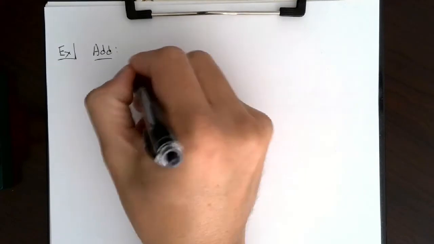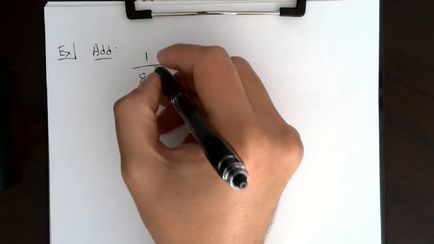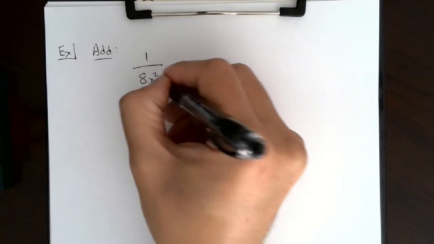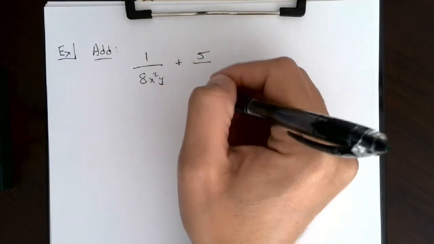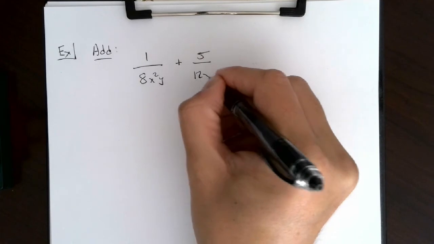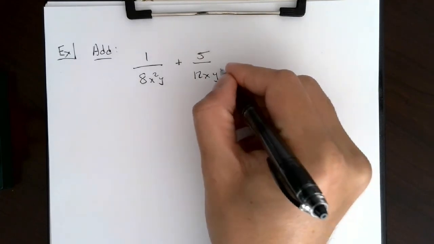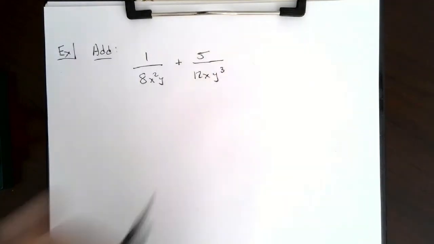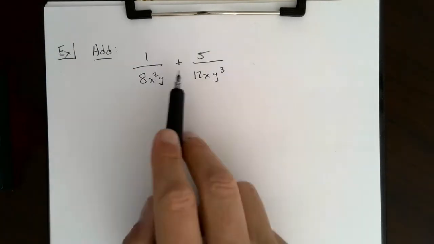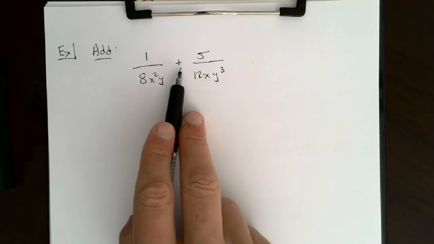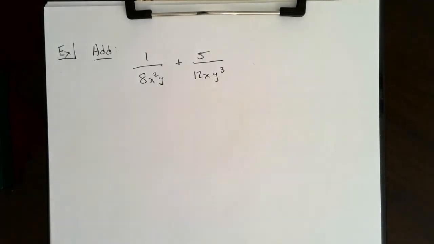If I said to add 1 over 8x squared y plus 5 over 12xy to the third. The first thing you should be thinking about here when you see this is that, first off, the operation's addition. So if I wrote perform the indicated operation, that's how you know you're adding, because of the plus sign. And then to add two fractions, you need a common denominator.